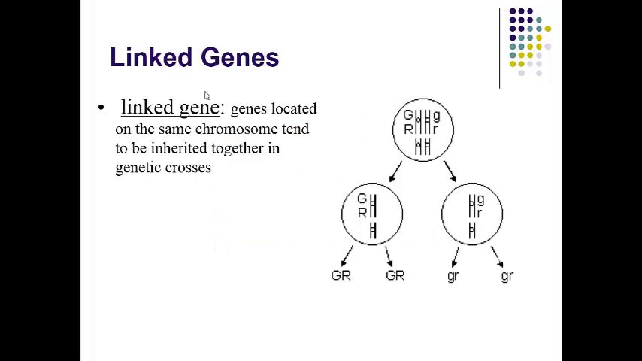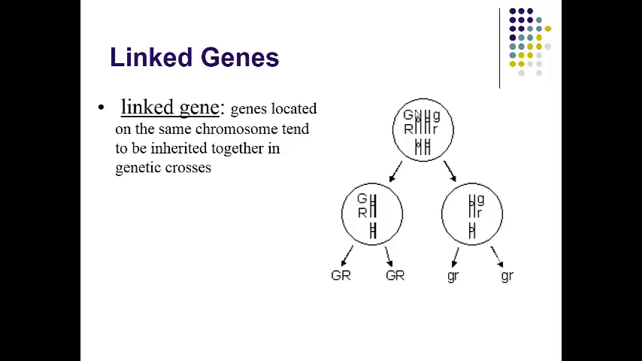We also have linked genes, and this is where we really go against Mendel's law of independent assortment. Mendel stated that every character is inherited independently. Just because you have blonde hair does not mean you're going to have blue eyes. That does not always hold true. If two genes are found on the same chromosome, they are very likely to be inherited together.